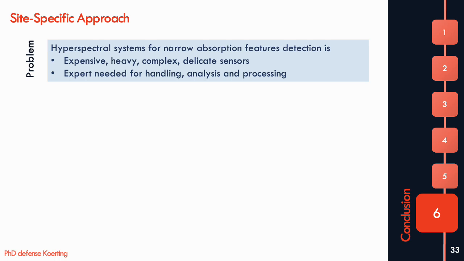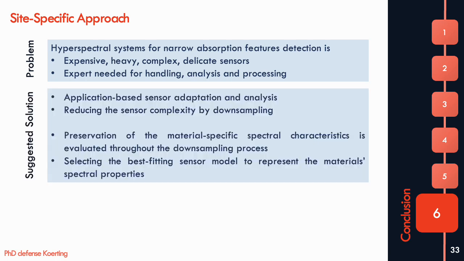So I want to just conclude for you. We started with the problem that hyperspectral systems for very narrow absorption feature detections in the lab are expensive, heavy, complex and delicate and might not be the best approach for an open pit mine phase mapping. And here experts are needed for handling, analysis and pre-processing. My suggested solution is an application-based sensor adaptation and analysis and a reduction of the sensor complexity by downsampling.